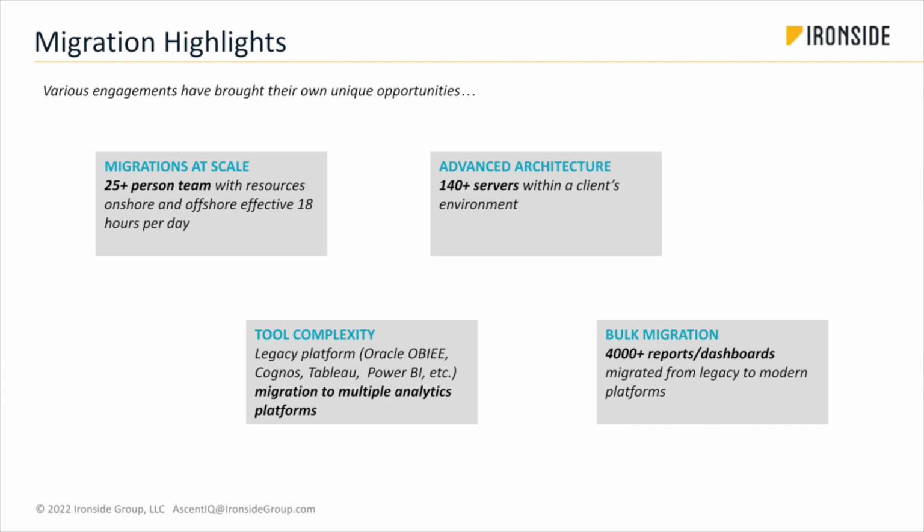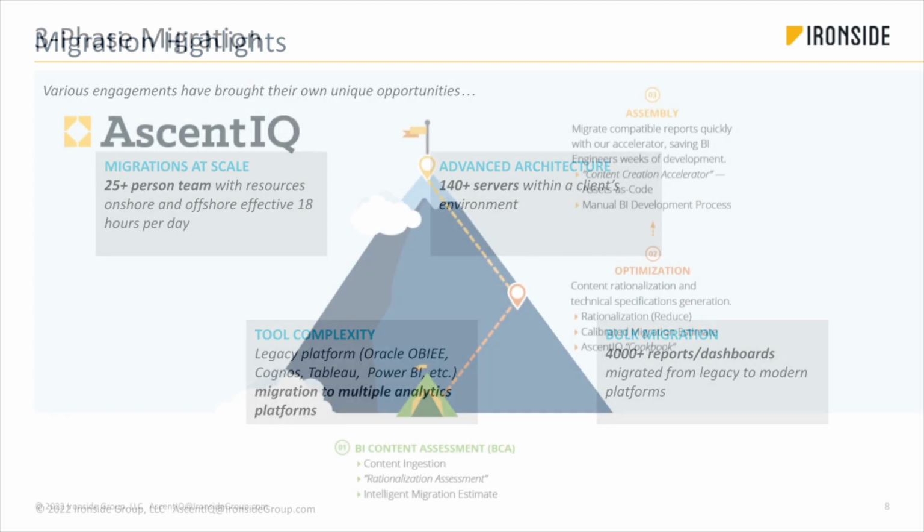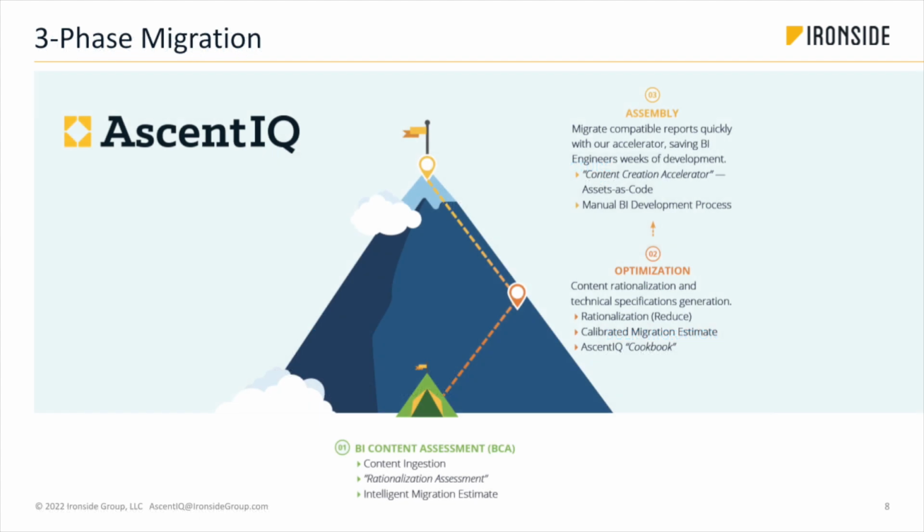We've done migrations where we've had environments of 140 plus servers. We've done many different kinds of old tools to new tools, a lot of them to QuickSight. We've touched everything from OAE, Cognos, Tableau, Power BI, all of these tools. And then a lot of the migrations we do are 4,000 plus reports and dashboards. So that's kind of a little bit of the history of where we came from and why we developed these tools.